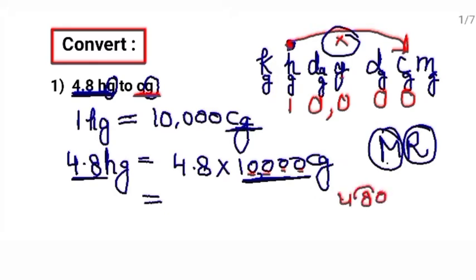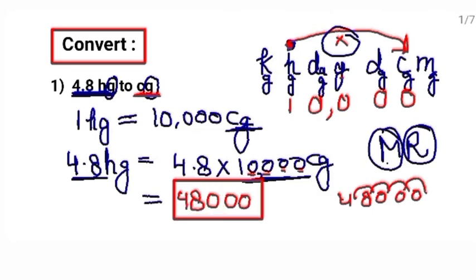1 place, 2 place, 3 place, 4 place. 4 right places we have shifted. So what is your answer now? 48000 point. And if decimal is at the end, it doesn't have any value, so you can remove it. So what is your answer? Your answer is 48,000 centigram. Clear? Next is 4.59 decameter.